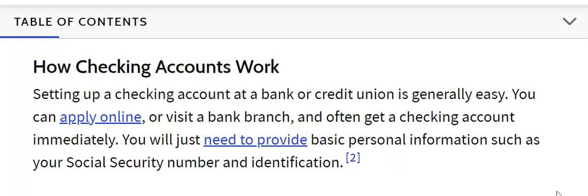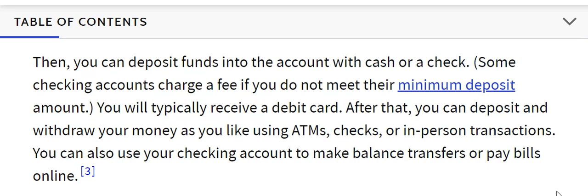How checking accounts work. Setting up a checking account at a bank or a credit union is generally easy. You can apply online or visit a bank branch and often get a checking account immediately. You will need to provide basic personal information such as your social security number and identification. Then you can deposit funds into the account with cash or checks.